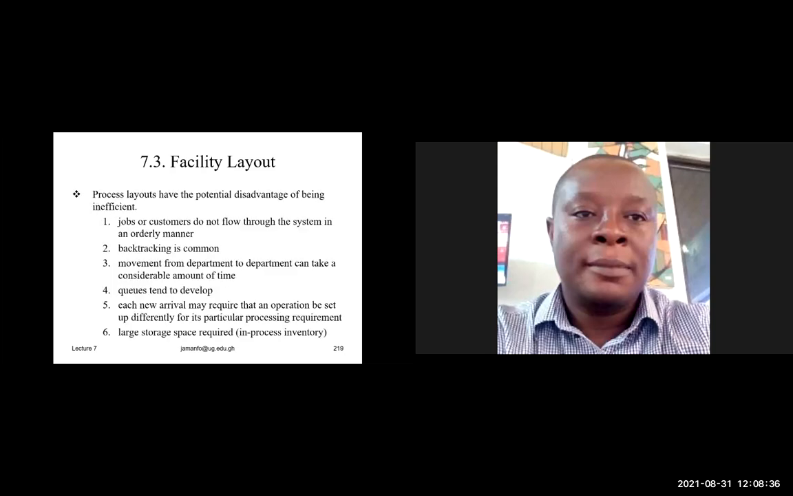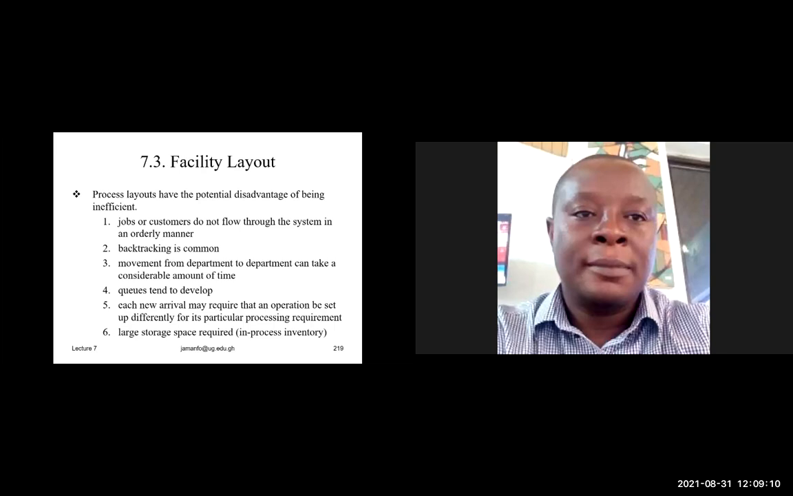Okay. Process layouts have the potential disadvantage of being inefficient. Why? Because jobs or customers do not flow through the system in an orderly manner. When somebody is going to the maternity ward, another person is going to the emergency ward. When somebody is going to the emergency ward, another person is going for surgery. When somebody is going to the OPD, another person is going elsewhere. So that haphazard movement. There is no smooth flow of people and resources through the system.